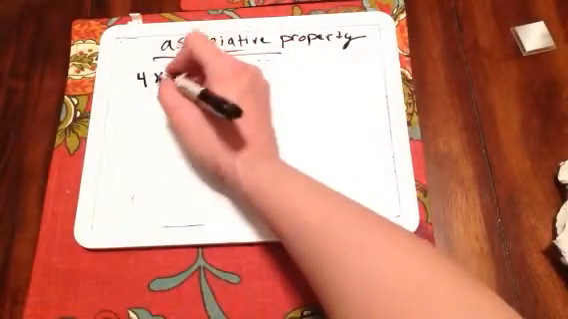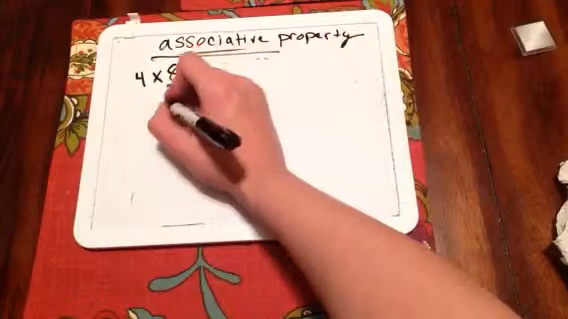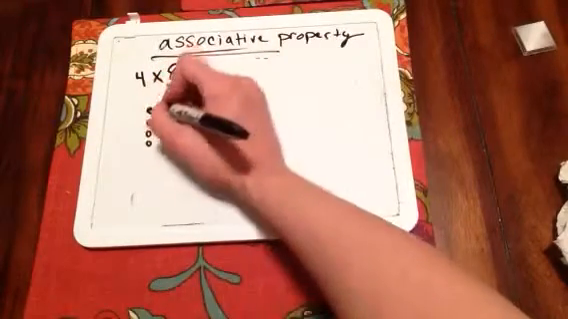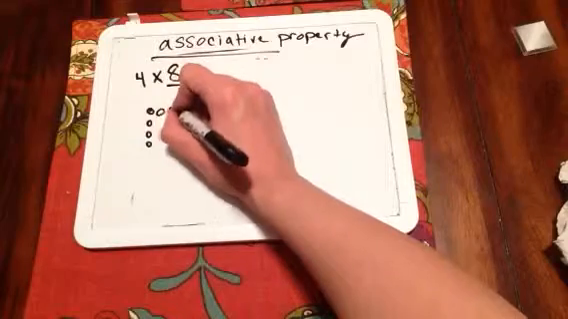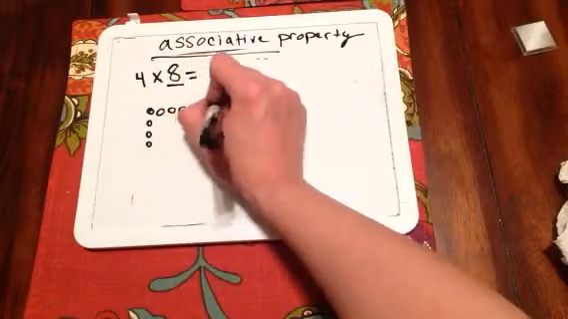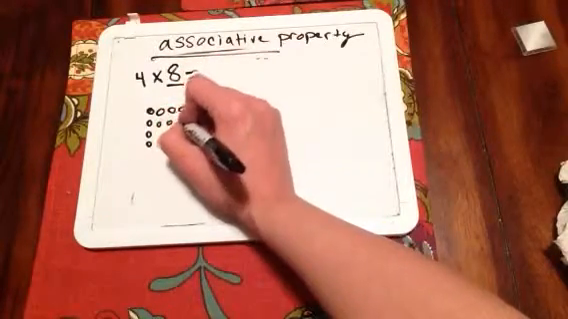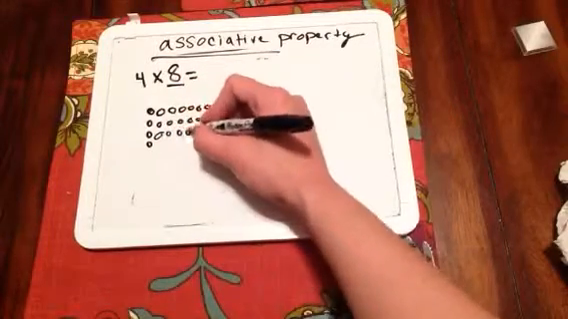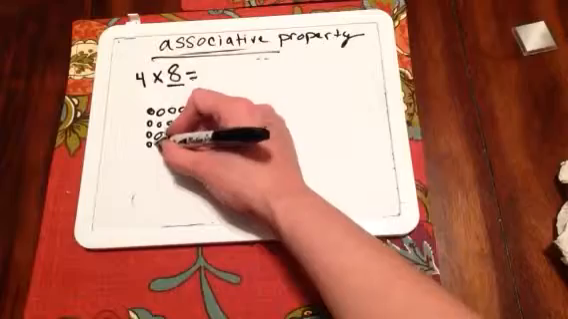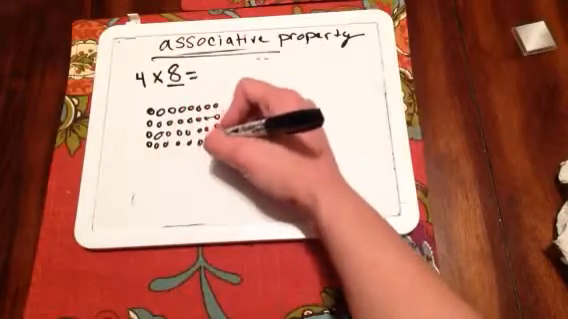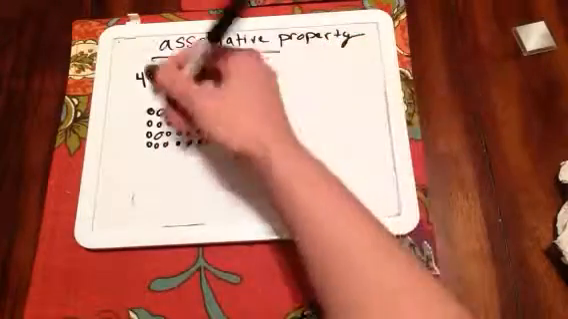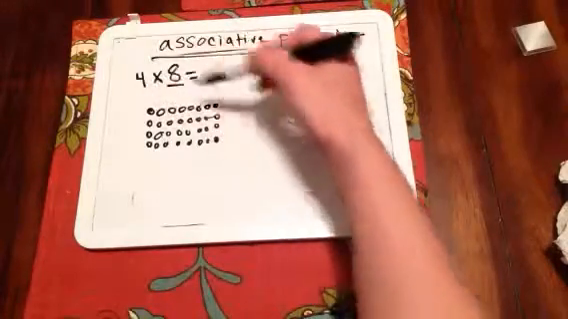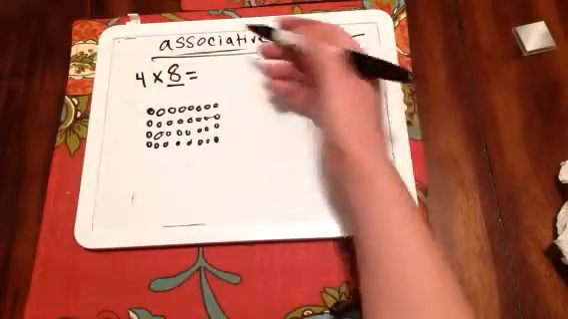Okay, so the bigger number is 8 here. And let's see, 4 groups of 8, right? So 1, 2, 3, 4. And then 1, 2, 3, 4, 5, 6, 7, 8 in each of the four groups. 4 groups of 8. 4 rows of 8 in each row.